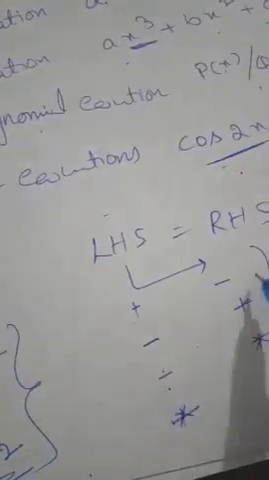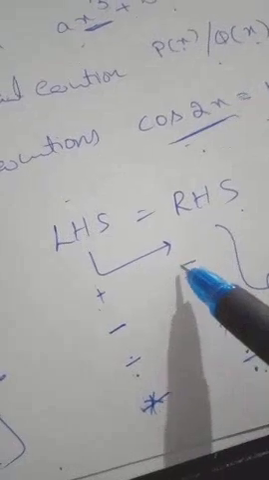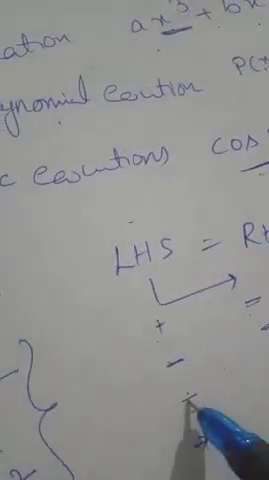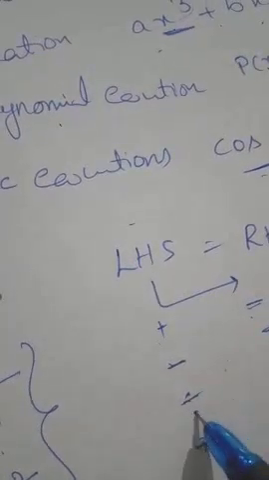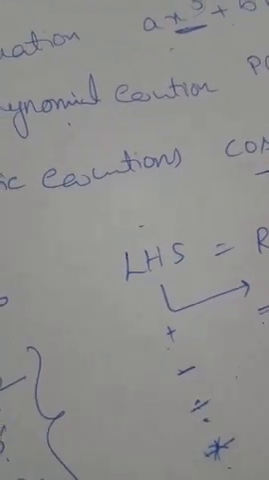Plus sign should be considered when it goes to the right hand side, then it will be converted as negative. Minus should be considered as plus, positive. And divided by is multiplication. Multiplication is divided by. Likewise, we have to solve.